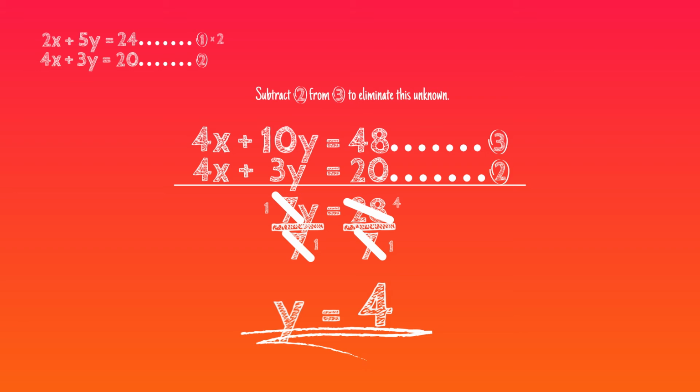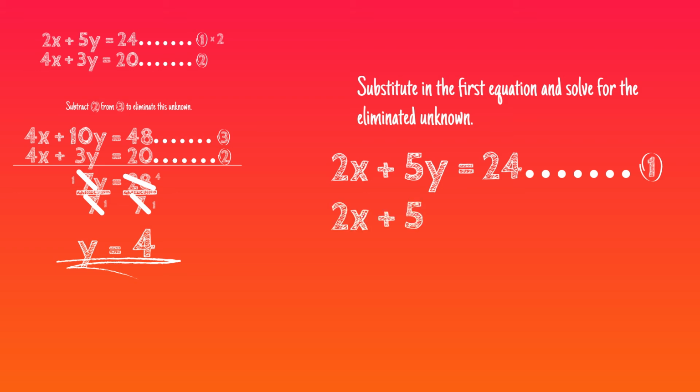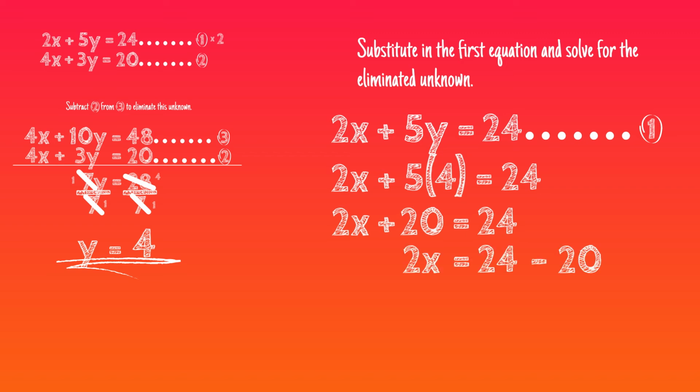Now that we found our y value, we're going to substitute in the first equation and solve for the eliminated unknown. So it's 2x plus 5y is equal to 24, which is equation 1. Wherever we see a y, we're going to substitute 4. So 2x plus 5 multiplied by 4 is equal to 24. 2x plus 20 is equal to 24. 2x is equal to 24, take away 20.